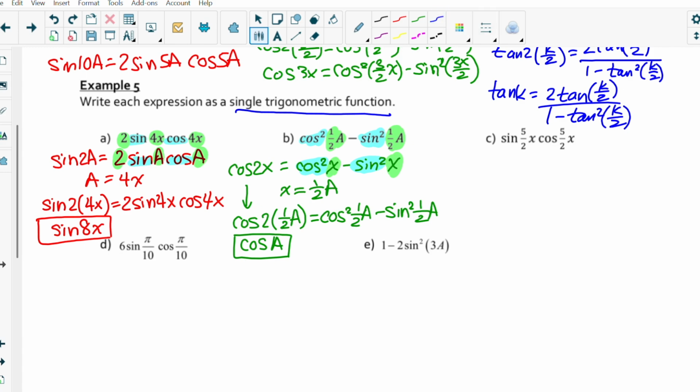Okay, letter C. Sine of 5/2 x, cosine of 5/2 x. Well, let's stack it on top. I have 2 sine of a cosine of a, and that equals my double angle identity of sine of 2a. This one's a bit trickier, but totally doable, folks.